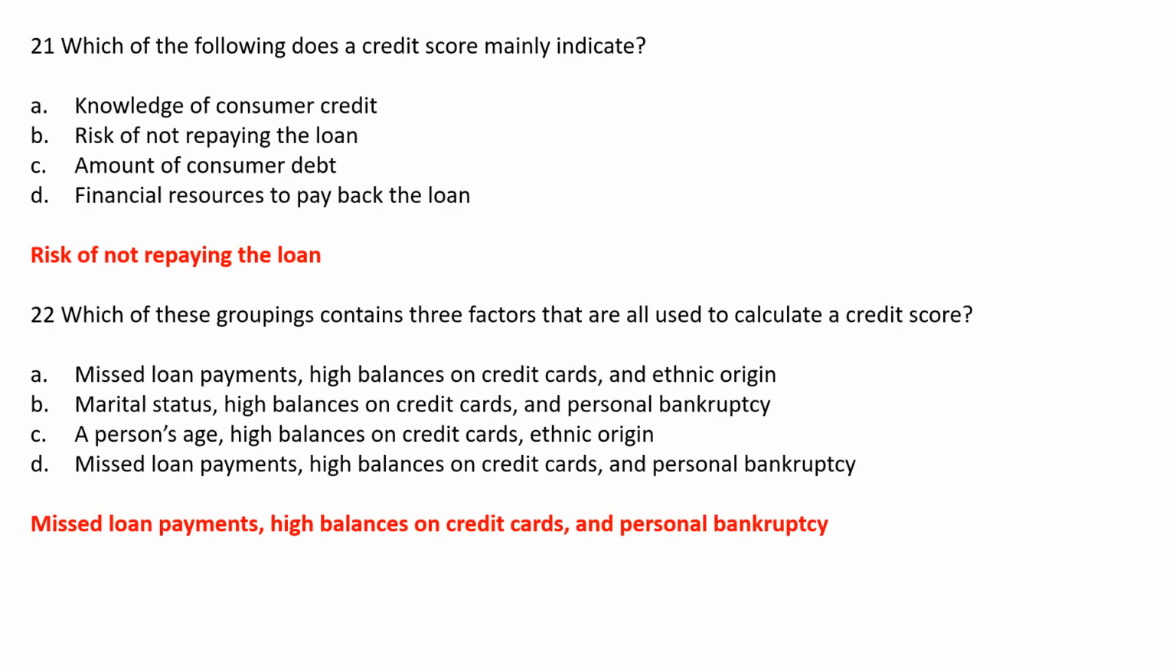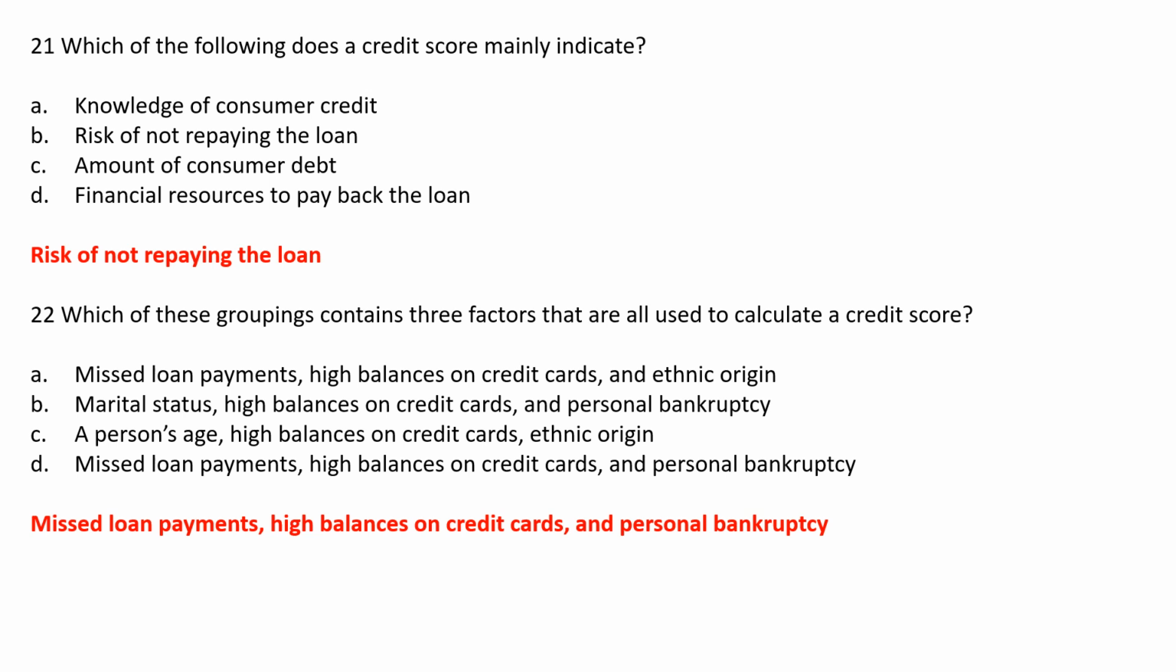Next MCQ. Which of the following does the credit score mainly indicate? Option A, knowledge of consumer credit. Option B, risk of not repaying the loan. Option C, amount of consumer debt. Option D, financial resources to pay back the loan. The correct answer is option B, risk of not repaying the loan. From the credit score, the financial institute can know how well you are paying your loans or debt and clearing your amount, so there is less risk in giving you the loan. So as per credit score, risk of not repaying the loan is the correct answer.